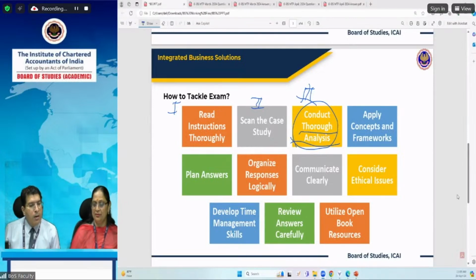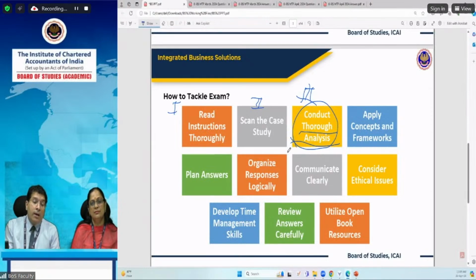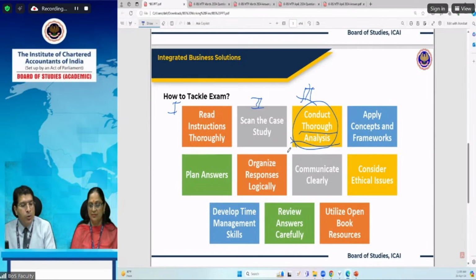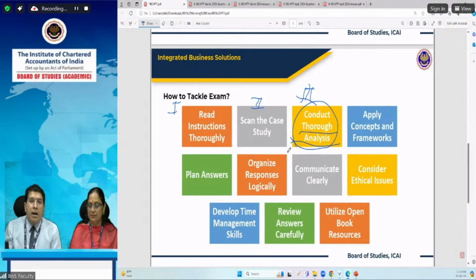Okay? Next point is you have to organize your answer logically. You have to go step by step and communicate clearly. You have to answer what is required. Avoid unnecessary solutions. And check whether any ethical issue is involved. If any ethical issue is involved, you have to explain accordingly and connect with relevant principles of the subject. And here it is very important to manage time during the examination.